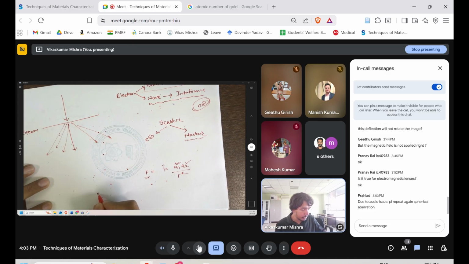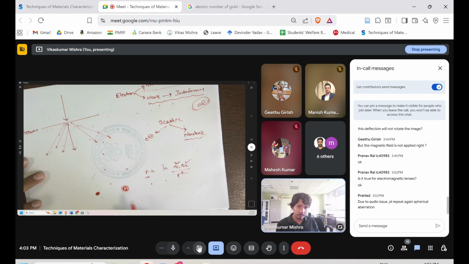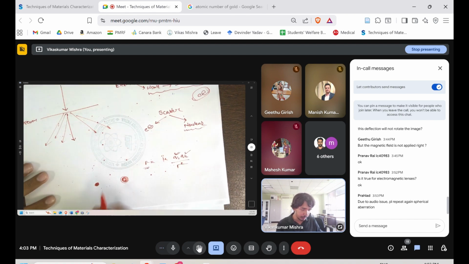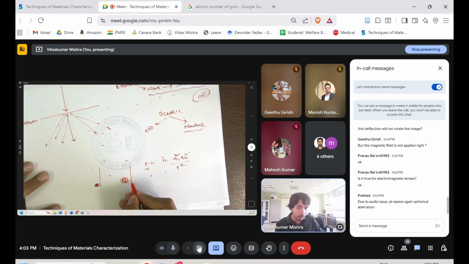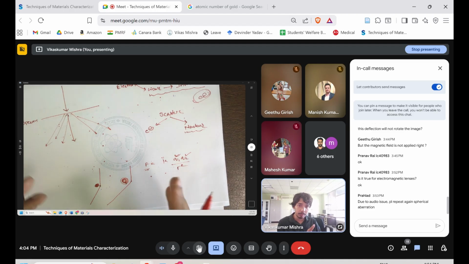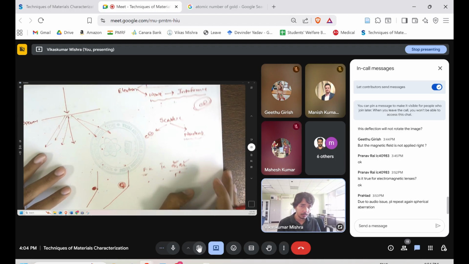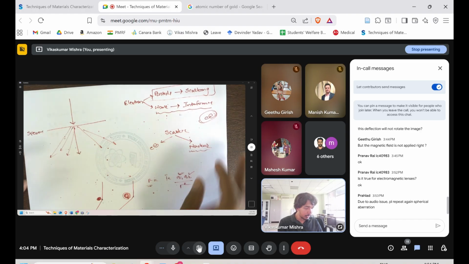So let's say this is the nucleus in case 1. This is the nucleus in case 2. This can happen because when we increase the atomic number, the charge on the nucleus will increase. The same electron is coming to both of them, and it can deflect a certain way. The deflection will be more here because the charge is more, right? The scattering will be more. I hope I'm clear here.